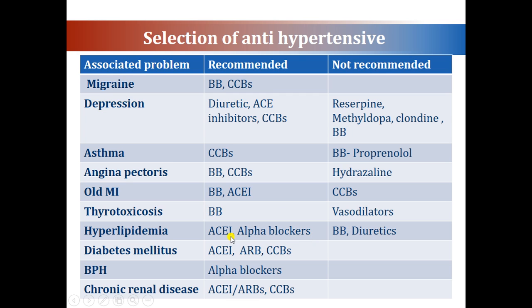For hyperlipidemia, ACE inhibitors and alpha blockers are a good choice, while beta blockers and diuretics are not recommended. For diabetes mellitus, ACE inhibitors, ARBs and calcium channel blockers are recommended. For benign prostatic hyperplasia, alpha blockers are given. And for chronic renal disease, ACE inhibitors, ARBs or calcium channel blockers are given.